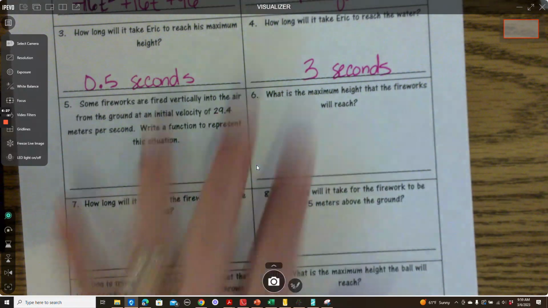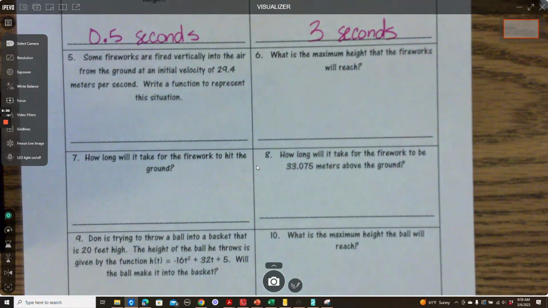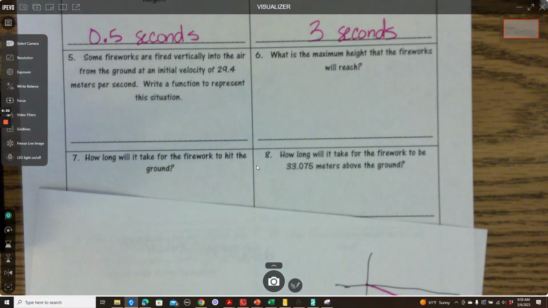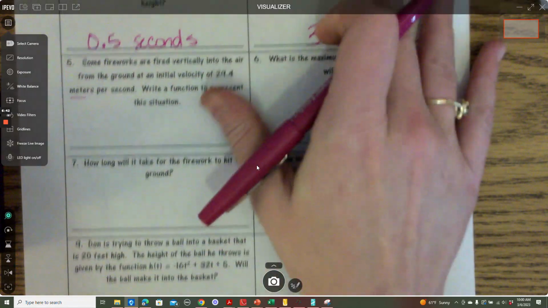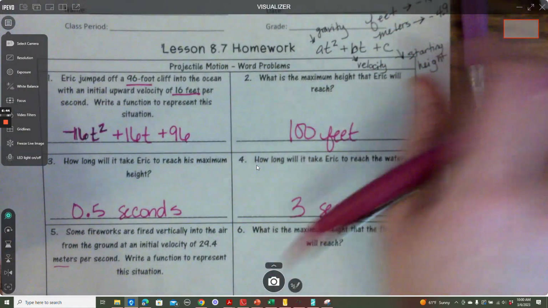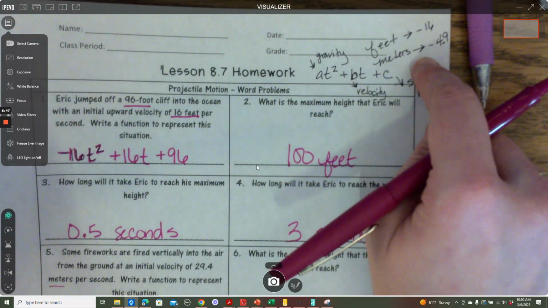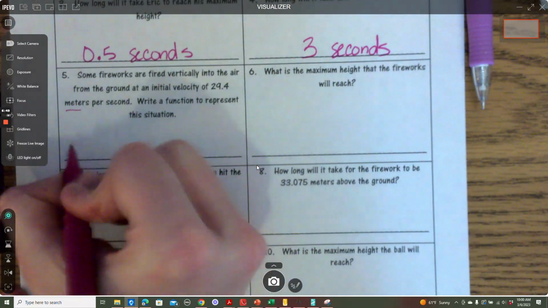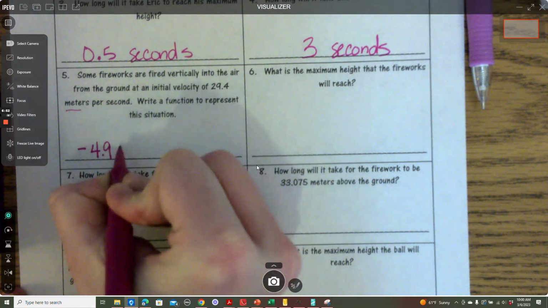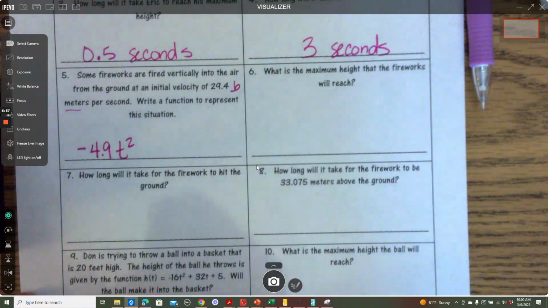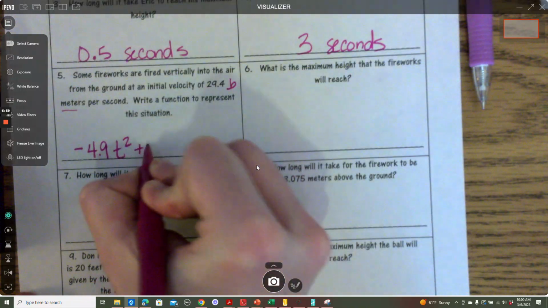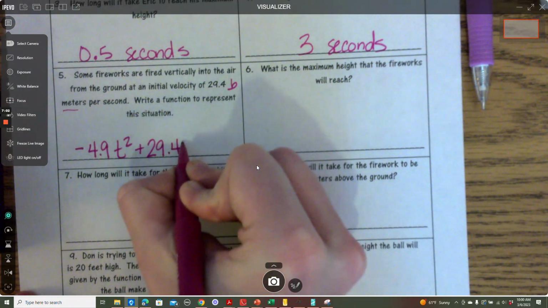All right, number 5. Some fireworks are fired vertically into the air from the ground at an initial velocity of 29.4 meters per second. Write a function. Meters tells me this is going to start with negative 4.9, so negative 4.9 t squared. Velocity is my next number, that's my b. So plus 29.4 t.